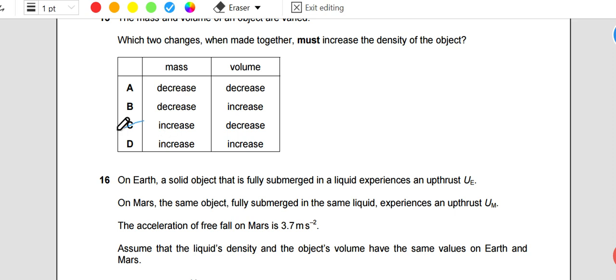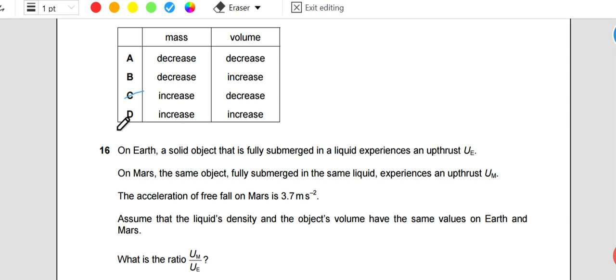A-level question. On Earth, a solid object that is fully submerged in liquid experiences upthrust UE. On Mars, it experiences upthrust UM. Acceleration of free fall on Mars is 3.7. Assume liquid density and object volume are the same. What is the ratio of UM over UE?